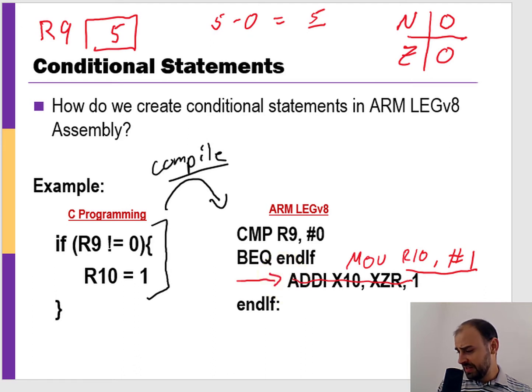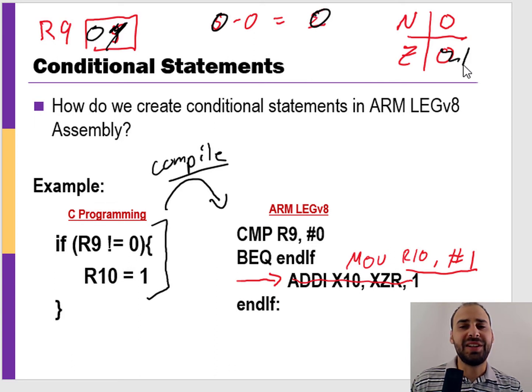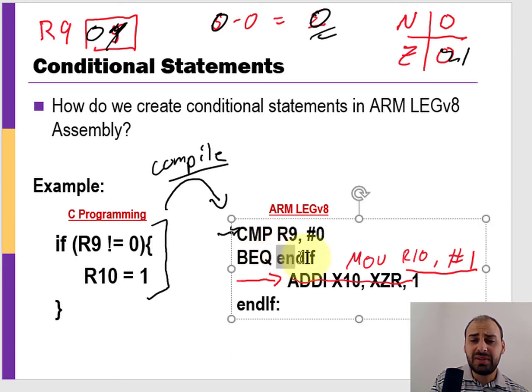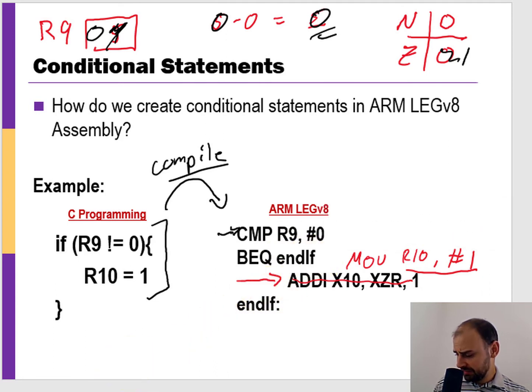However, if we had something different, if we initialized R9 to 0, we would then have 0 minus 0, and the result is obviously 0. The n bit is still 0 for false because it's not negative, though we're not really concerned about that in this case. But the z bit would be 1, indicating that the result was 0. That occurs when we run this comparison. When we check the branch equal, now that's true, and we're going to go here where it says end if. This is something called a label.